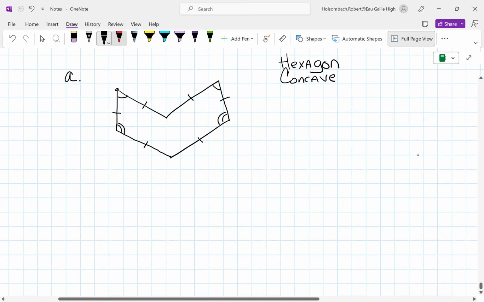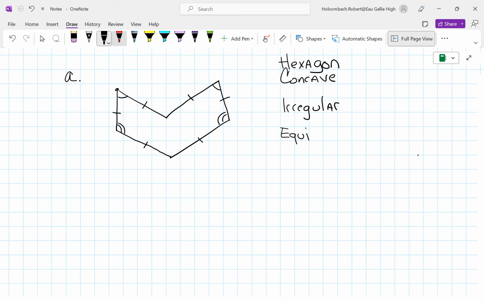And is it regular or irregular? Regular means all the sides are the same and all the angles are the same. It's irregular, right? So it's a hexagon, it's concave, and it's irregular because it does have all of its sides the same, but all of the angles are not the same. So this shape, they don't ask you, but it could also be classified as equilateral, because all the sides are the same.